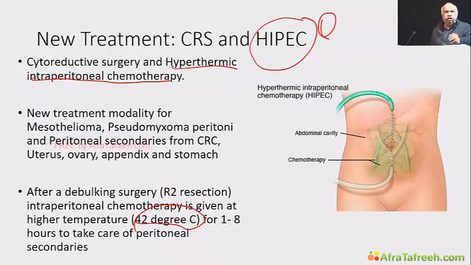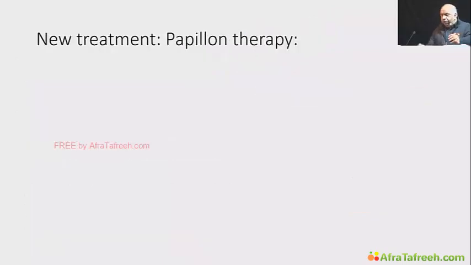Another treatment is Papillon therapy. Now, this is not yet being done in India, but this is done in the UK, and this has come in the last edition of Love and Bailey. Anything in Love and Bailey can become a question. Papillon therapy is only for rectal cancer. Rectal cancer, I told you, treatment is APR and AR.